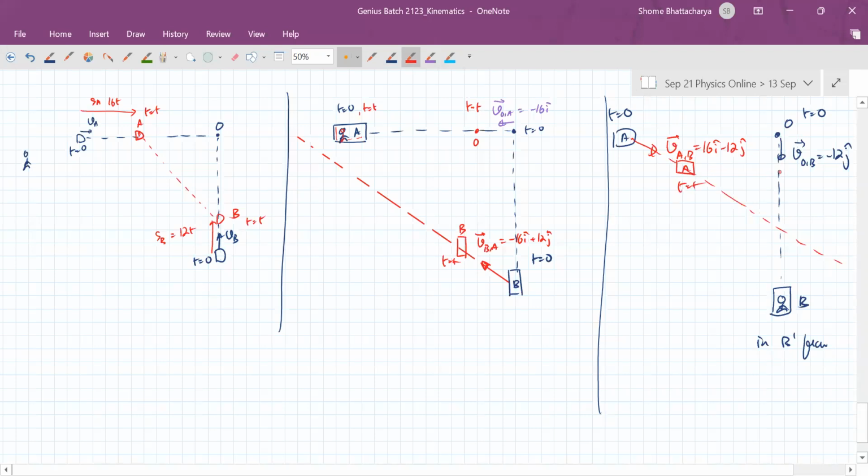And this intersection point has come somewhere. This is in A's frame. And this is in ground frame. Okay. So hope this vector relation is now making sense. Why this relative velocity is like this. V of B with respect to A.